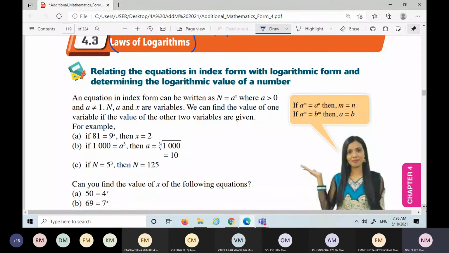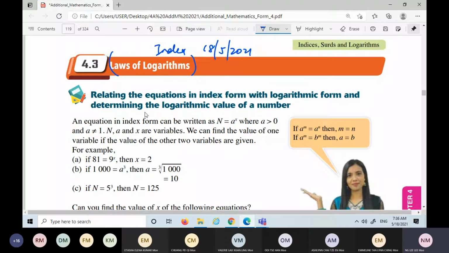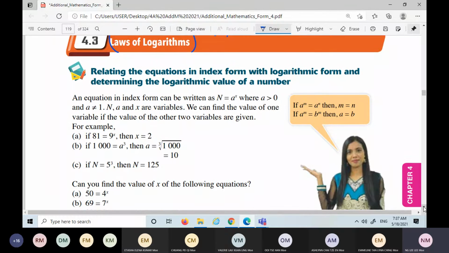Actually this one is also the last part of the chapters, other than the applications. For this whole chapter, we are learning indices, surds, and the logarithm. In indices and surds, we have finished. So now we come to the last part, logarithms. First of all, we want to relate the equation in index form with the logarithmic form, and then you have to determine the logarithmic values of a number also. Let us start with this.